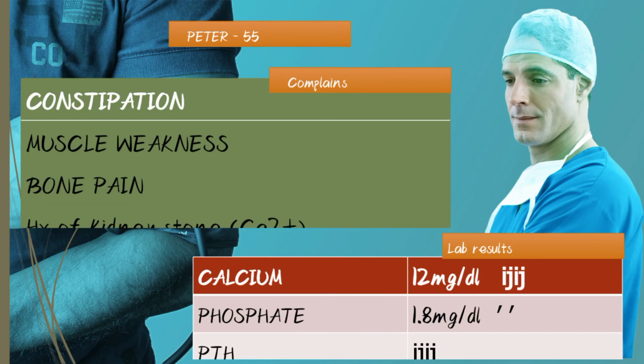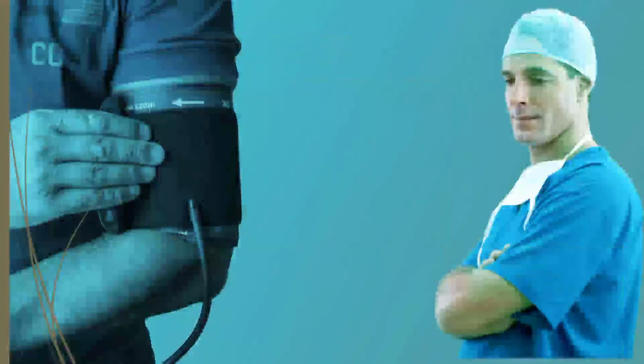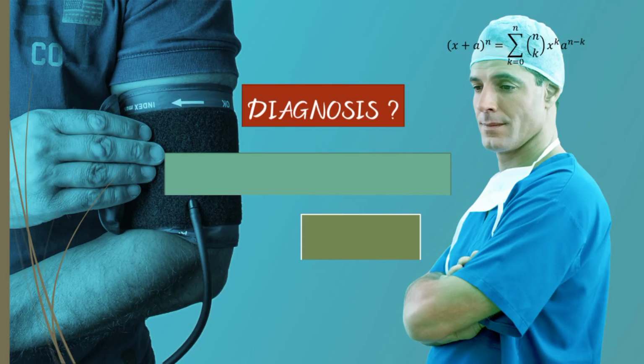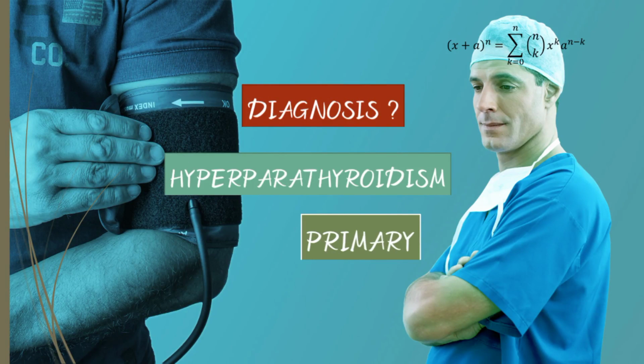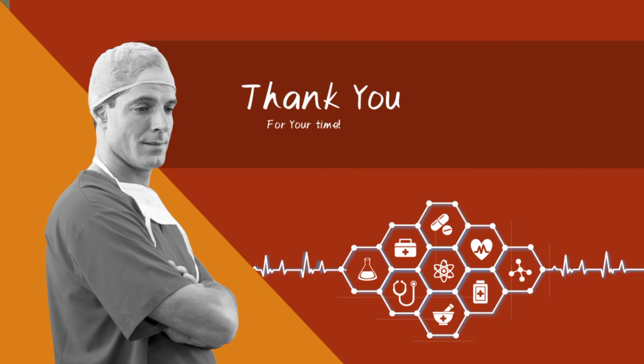this hyperparathyroidism. We cannot say it's tertiary because initially the patient was okay, and also there is the story of muscle weakness and bone pain. Probably the patient has osteoporosis. So at this point, we are certain to say that the diagnosis is hyperparathyroidism, and to be specific, the type is primary. Thank you for your time.